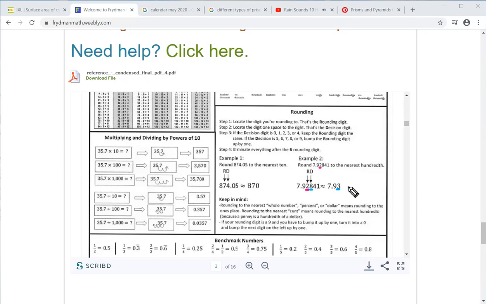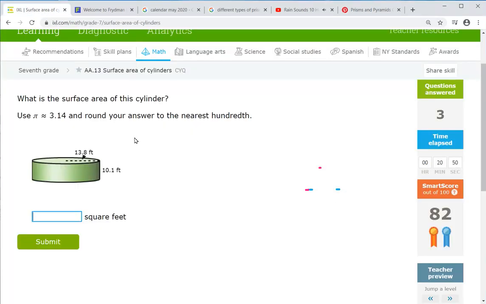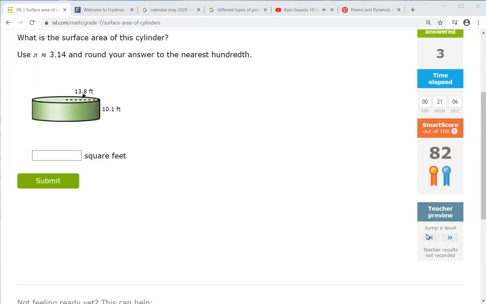Now, why is there nothing after this? Because step 4 is to eliminate everything after the rounding digit. So now all of this is gone, and we just get 7.93. So this problem is just like the last problems, but if you have to end up rounding to the nearest hundredth, now you know how to do that. So I'm going to, again, just jump ahead to the next level.